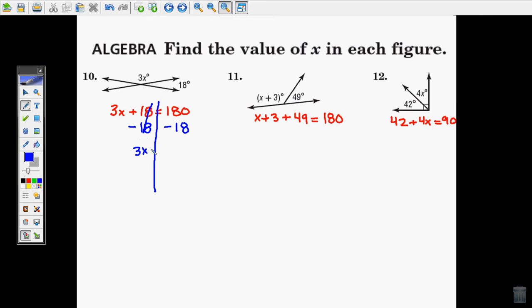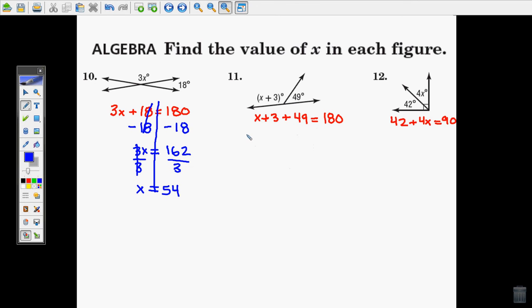I'm going to end up with 3x equals 162. And from here, I'm going to divide 162 by 3 on both sides. So divide both sides by 3, and you should get your answer, 54. So the value of x here is 54. And once again, remember, you can check your answer by plugging in 54 for this x and multiplying it by 3, and then making sure that that product and 18 add up to make 180 degrees, and they should.